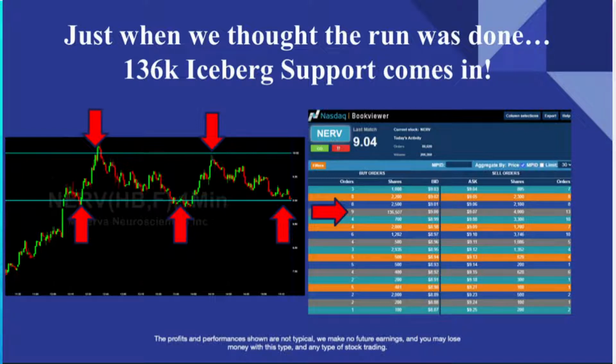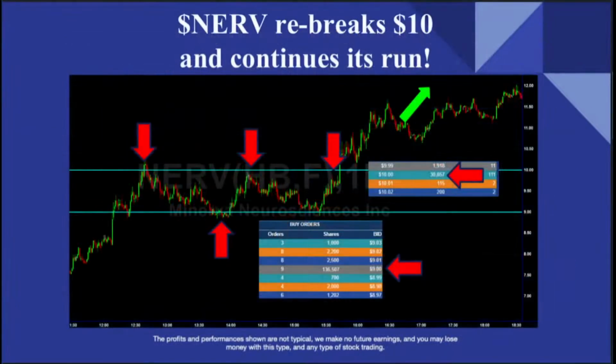There's a buyer at 136,000 shares looking to buy at that 9, and there's a seller which is going to come up right around that 10, which is on the next slide. Right. So they're kind of battling it out.